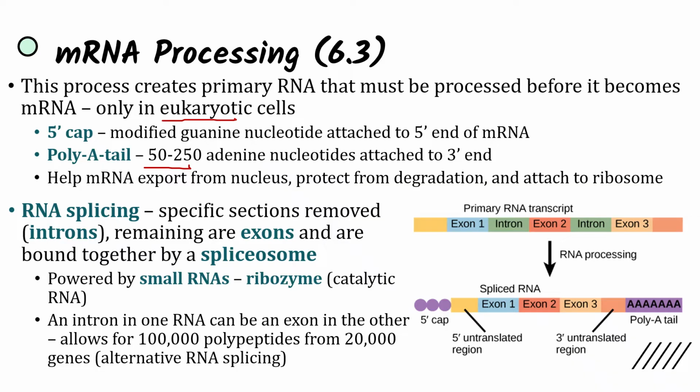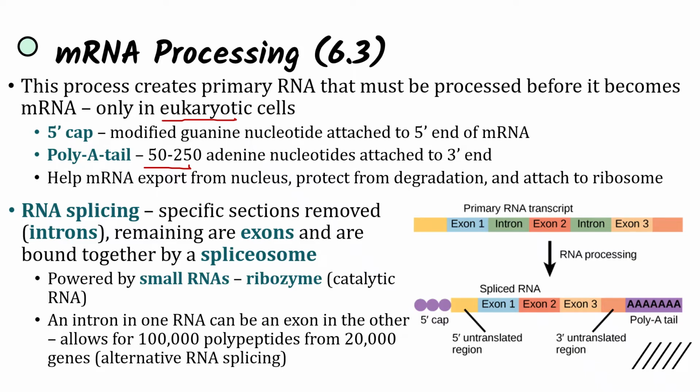Now, there's also RNA splicing, where specific sections of the RNA are removed. And just like we discussed with chromosomes, there are introns and exons, and the introns are the non-coding regions. RNA splicing is going to remove the introns, and then the exons are bound together by a spliceosome. This happens through small RNAs, such as the ribozyme, which is a catalytic RNA, which is pretty cool because most enzymes, most catalysts of reactions, happen to be proteins, but a ribozyme is an RNA that fulfills the same purpose. And the coolest part is that an intron in one RNA molecule can be an exon in another.